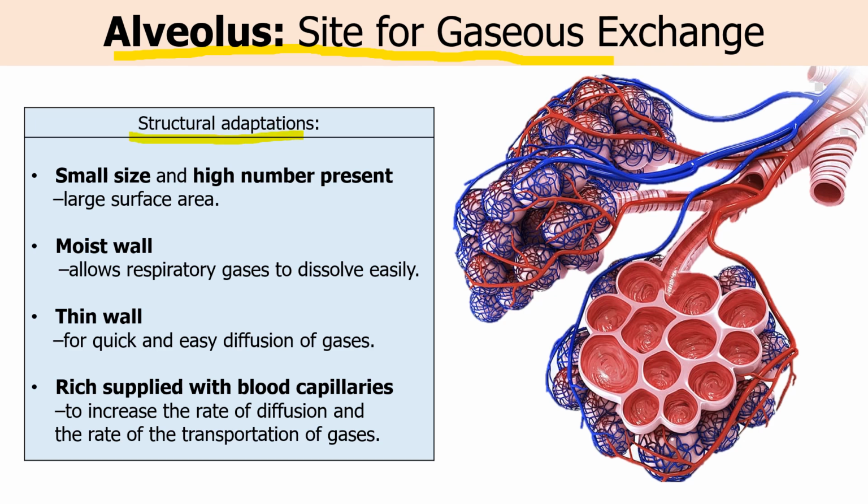Its small size and high number present contribute to large surface area, while its moist wall allows respiratory gases to dissolve easily, its thin wall for quick and easy diffusion of gases, and it is also richly supplied with blood capillaries in order to increase the rate of diffusion and also the rate of the transportation of gases.